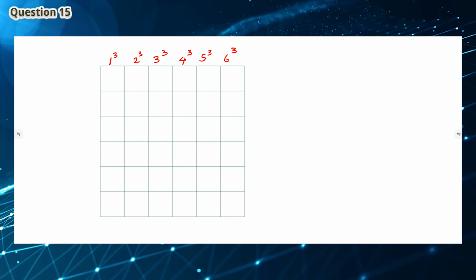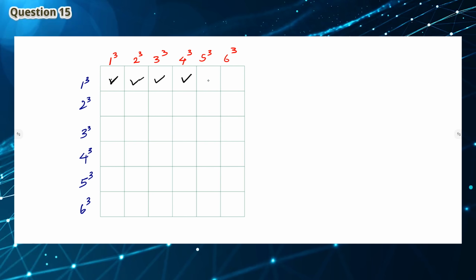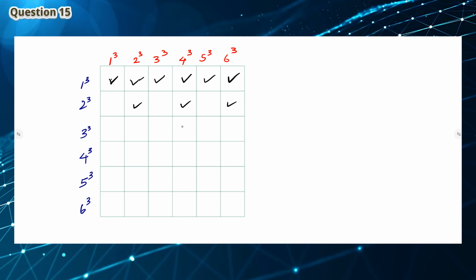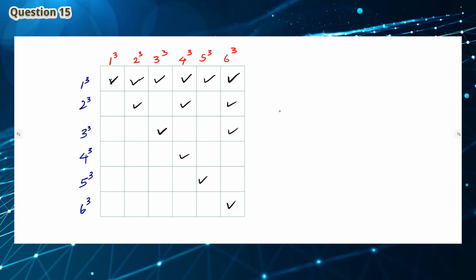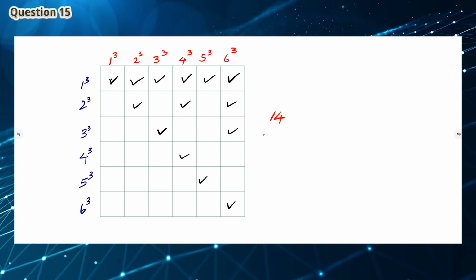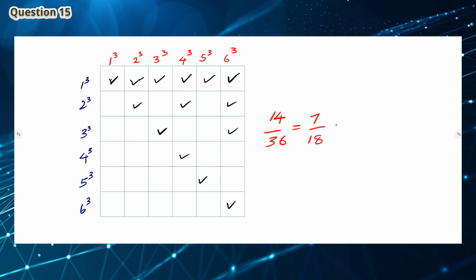Since a cubed divides b cubed if and only if a divides b, the answer is the same as the equivalent question for a pair of standard dice numbered 1 to 6. The following table shows when the blue dice roll divides the red dice roll. Since all 36 outcomes are equally likely, the probability is 14 on 36, which simplifies to 7 on 18. So the answer is C.